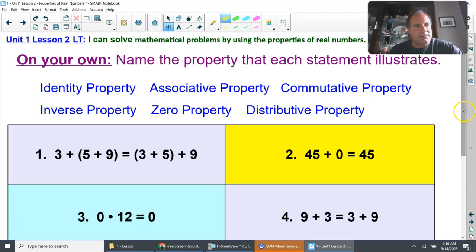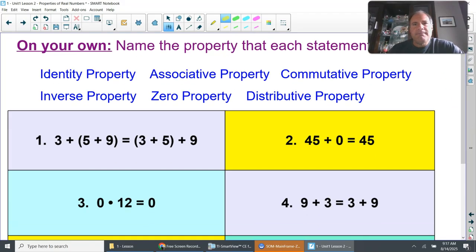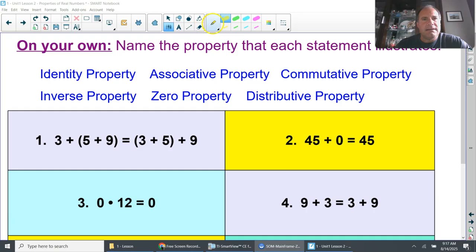All right, so it says on your own, name the property that each statement illustrates. So we're going to do that. This right here, just remember, we're talking about grouping.